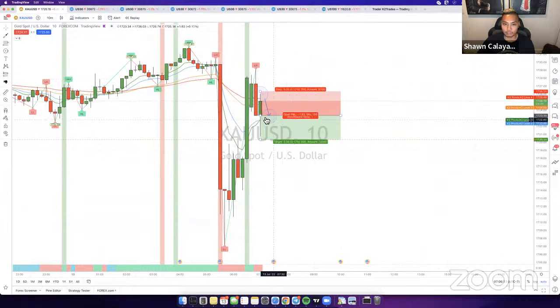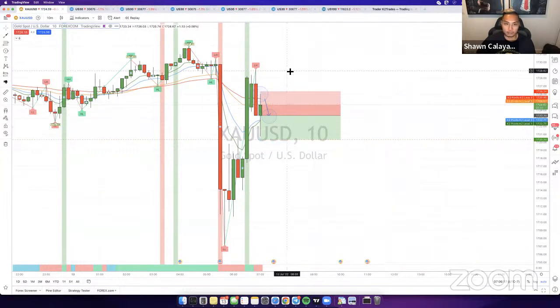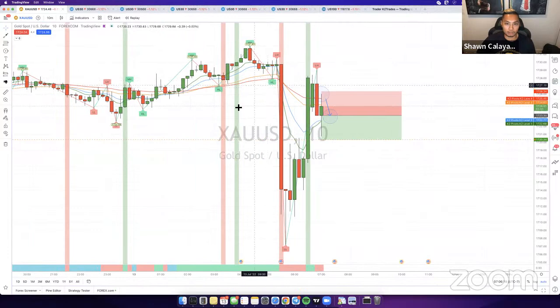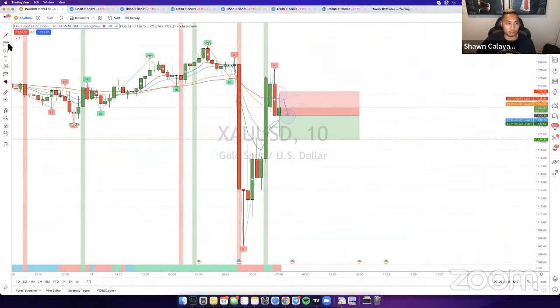Gotcha. So Rashida actually took it, but she got out early. She took it for only 200 pips. Smart move. Because the thing with the inflation news, you can see it affected gold as well, right? It wasn't just US30 that was affected. It was also gold.